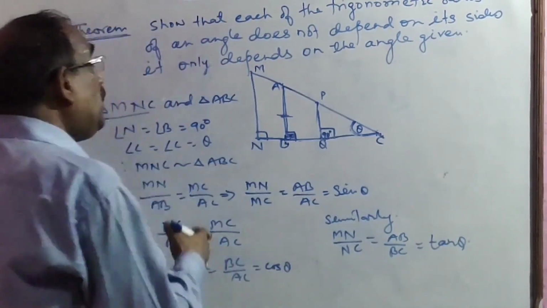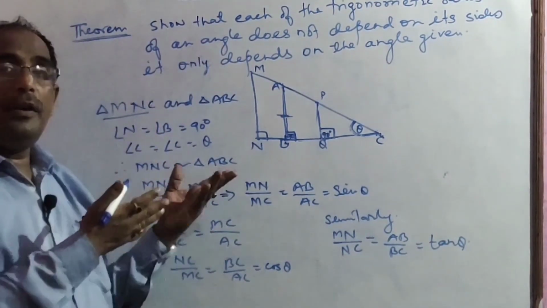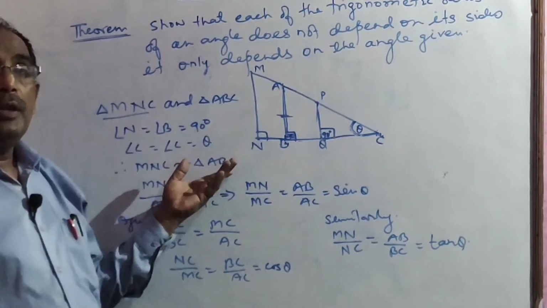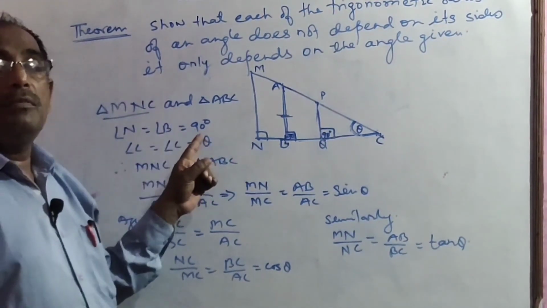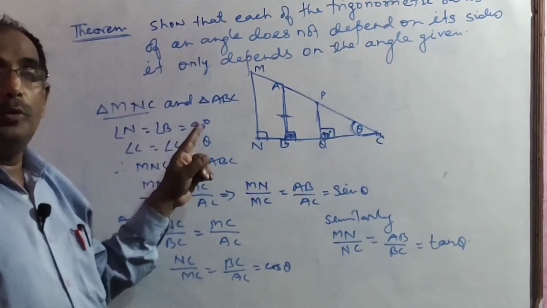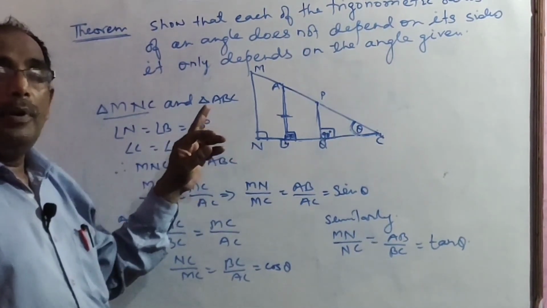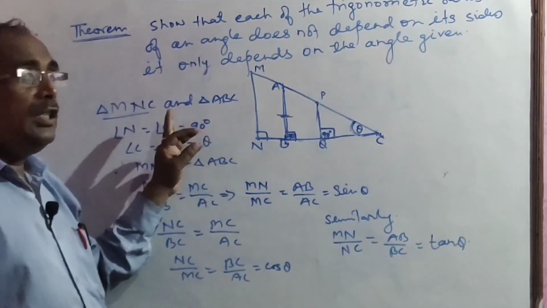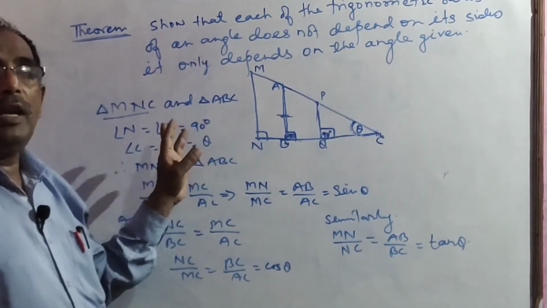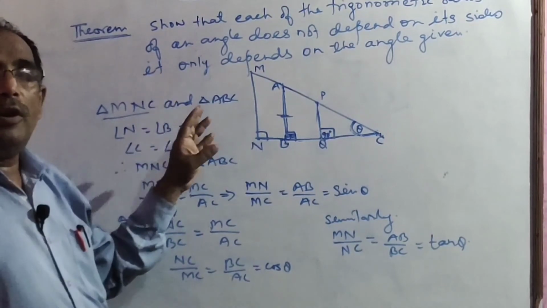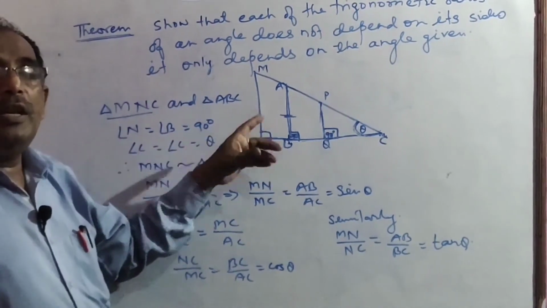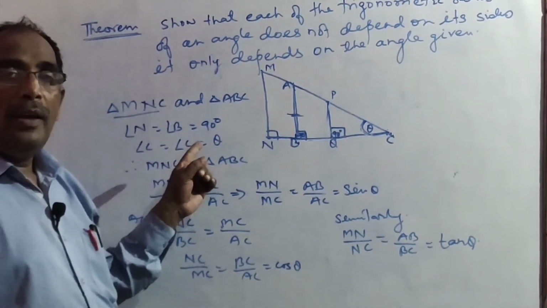So what did we learn here? We learned that each of the trigonometric ratios of an angle does not depend on the size of the triangle, does not depend on its sides. It only depends on the angle given.